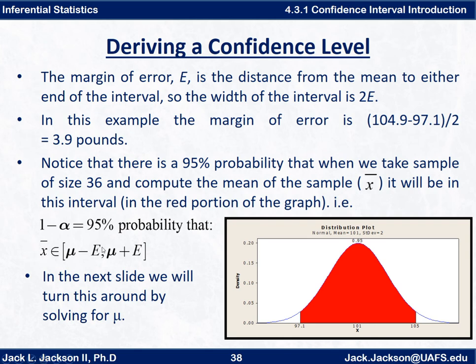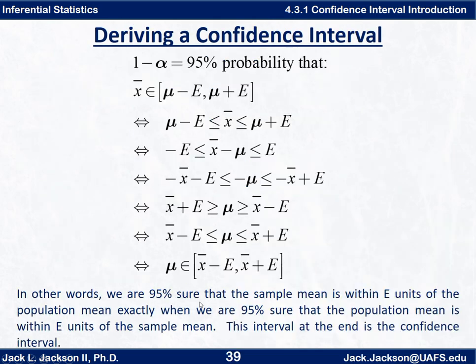Mu is a constant, it's unknown, but we find an x bar, which we do know. So we want to kind of turn this interval around. So we do a little algebra here. Remember, we're starting with a 95% probability, that's 1 minus alpha, that x bar is in the interval from mu minus e to mu plus e. Well, that means x bar is between mu minus e and mu plus e.